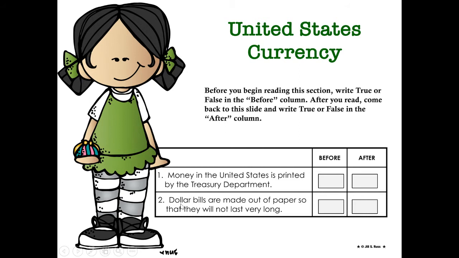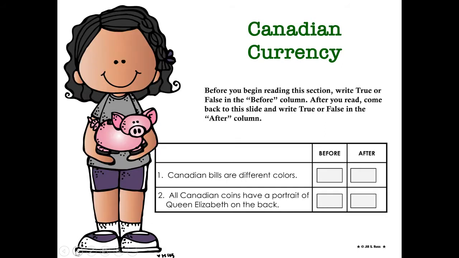Sentence 2 says, dollar bills are made out of paper so that they will not last very long. If you think we make our dollar bills out of paper so they don't last long, put true. If not, put false. All right, so those are our two questions on United States currency to think about. Go ahead and turn your paper over to Canadian currency.